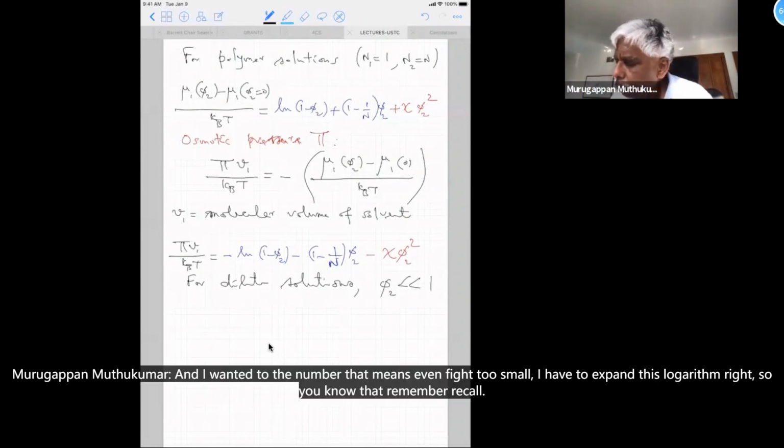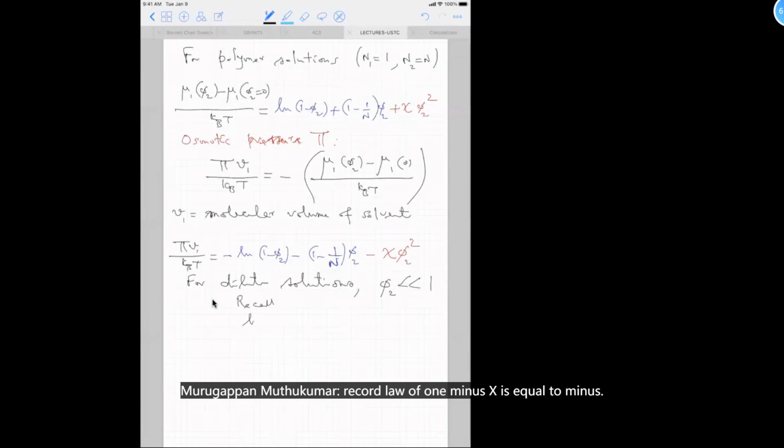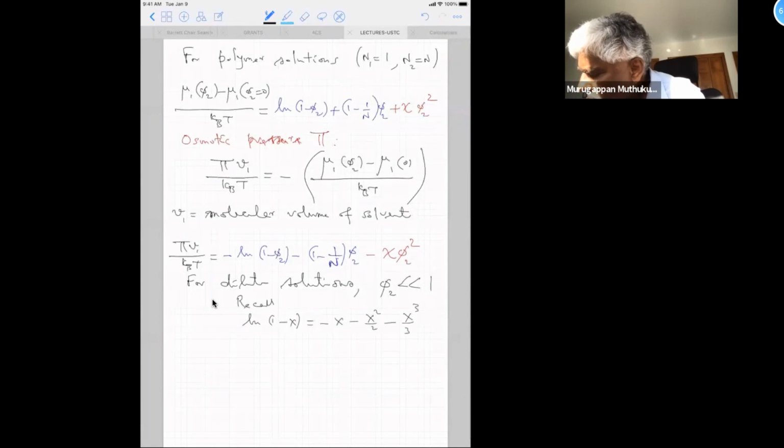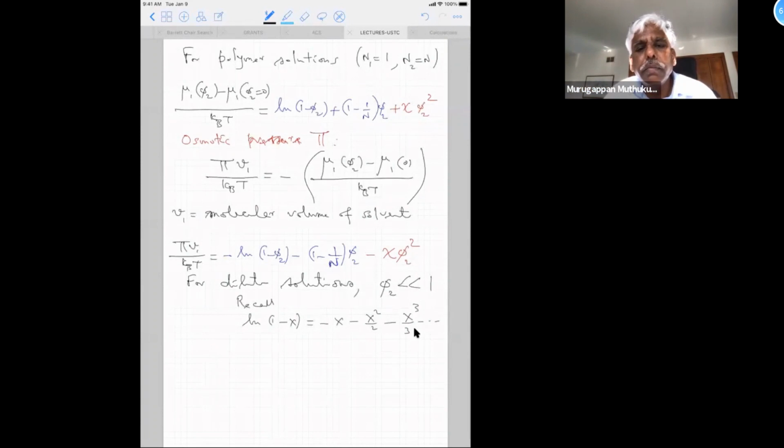I want you to remember that even if phi 2 is small, I have to expand this logarithm. So recall that log of 1 minus x is equal to minus x minus x squared by 2 minus x cubed by 3, etc. That's the expansion of the logarithm when x is small.